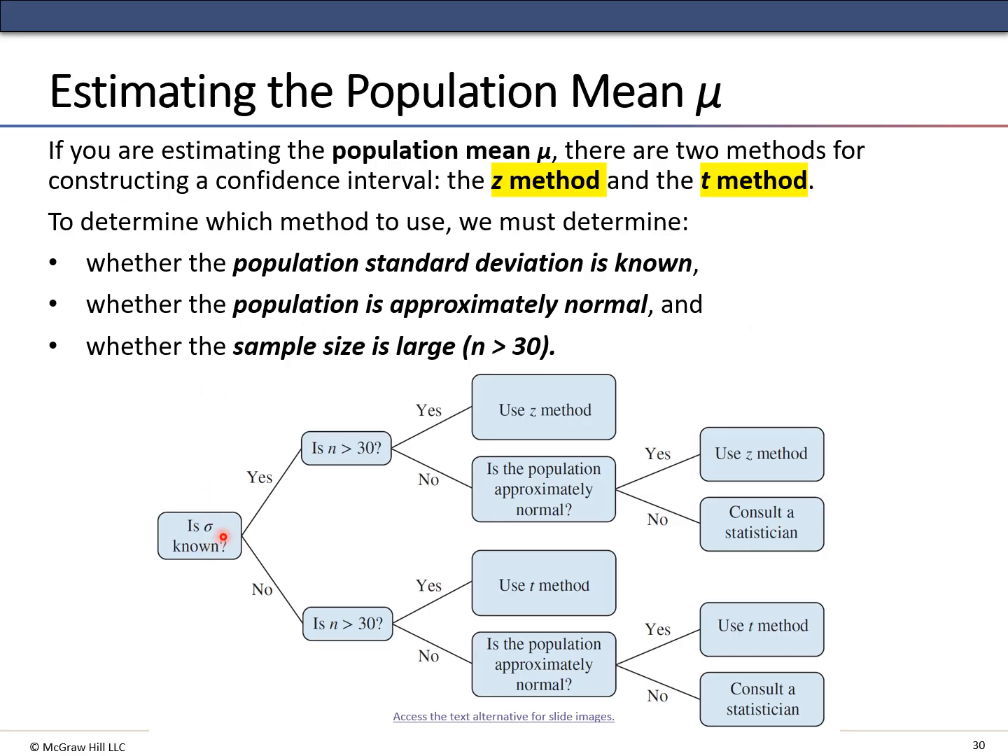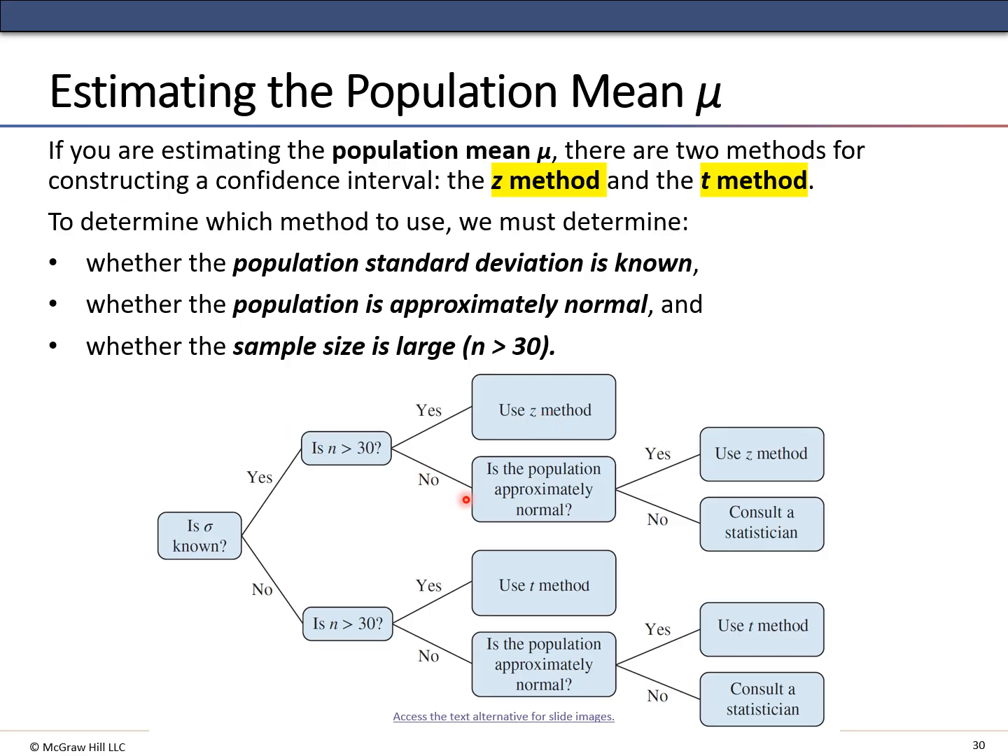So the first thing we're asking ourselves is, do we know the standard deviation of the population? If we do, then notice, this is the trigger between the Z method and the T method. If we don't know the standard deviation, then we use the student's T-score. Okay. Let's assume we know it. Do we have a large sample size? Yes, we just go into the z-method calculation.